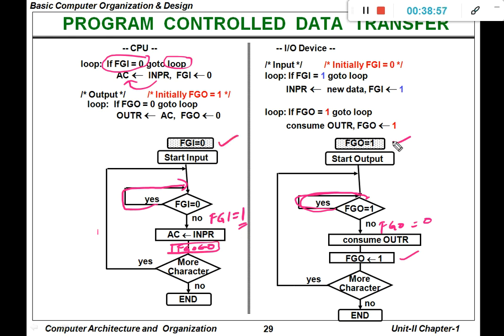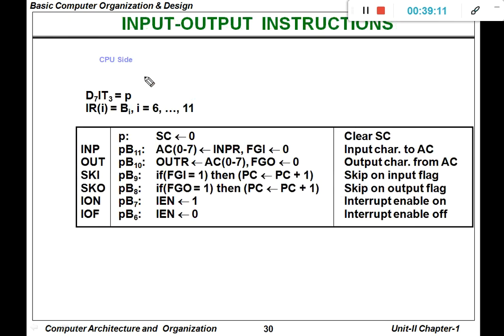So what does it mean? Initially the input flag will be 0. Initially the output flag will be 1. Whenever the input flag becomes 1, the read operation is carried out. Whenever the output flag becomes 0, the output operation is carried out. Coming to the input output instructions: they are represented with D7, I, T3. So D7 is 1, I is 1, T3. T3 means clock cycle 3.